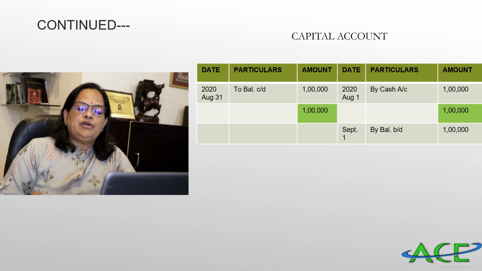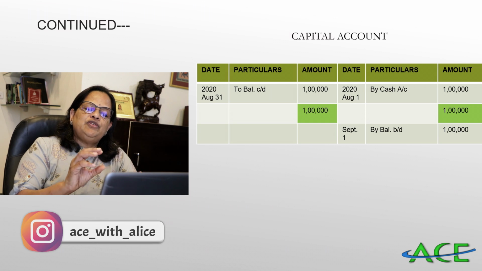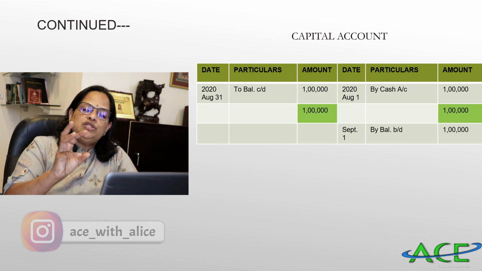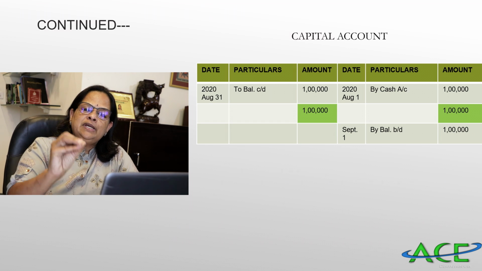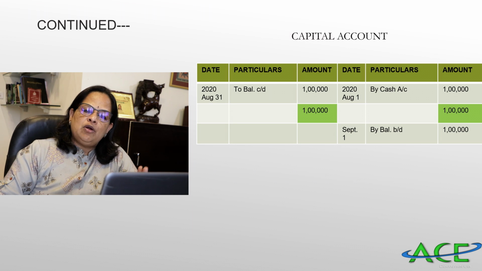Next is the capital account. In the capital account only one credit transaction is there, by cash account 1 lakh. On the credit side we have to write to balance carried on 1 lakh, because there is no debit entry. So this will appear on the credit side of the trial balance, because September 1st, by balance brought down 1 lakh.